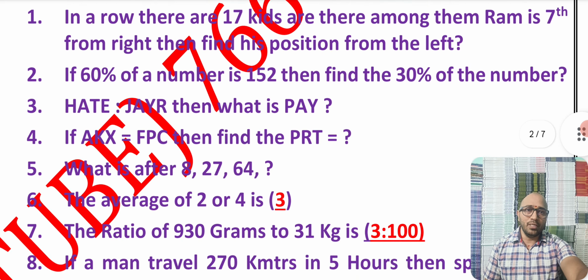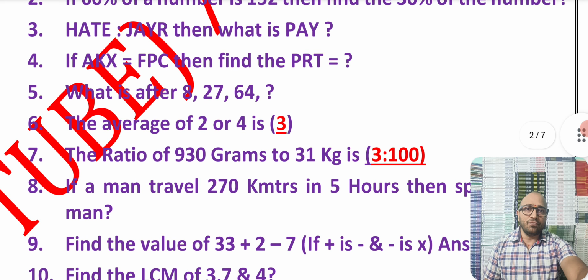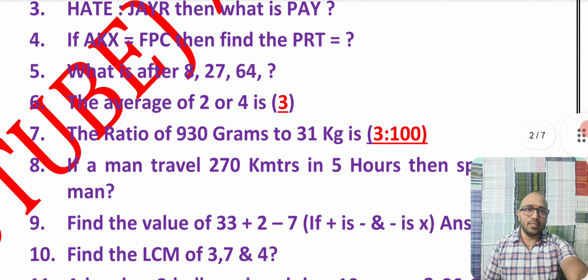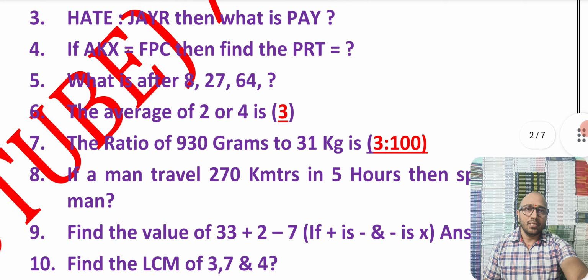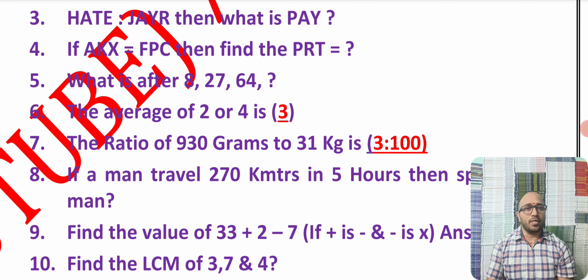If JAYR has been coded, then find out PAY. If AKX is written as FPC, then what is PRT? These are all small questions. If you feel they are difficult to understand, comment in the section whether you have the books or not. If you have the books, it's very good. You don't need to ask. If you don't have the books, better take the books. You will get the solutions A to Z.